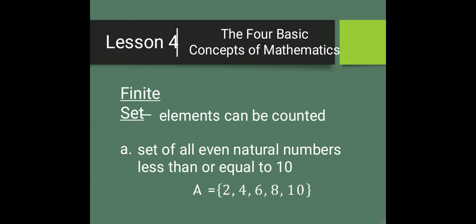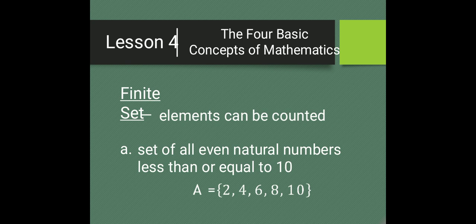What are natural numbers? These are the counting numbers that start from 1. Now, what we are looking for in set A is only the even natural numbers. So, 1 is not allowed. We have 2, 4, 6, 8, 10, 12, 14, and so on and so forth. But there is one more condition: less than or equal to 10 only. Meaning, you can only count up to 10 in set A.